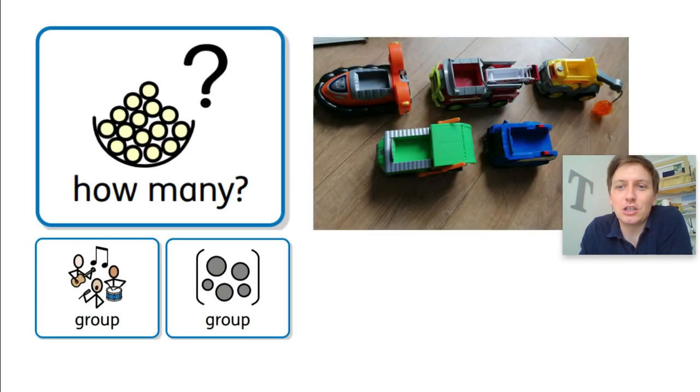How many in this picture? I wonder if you can see how many in this group. And how did you get there? How did you get your answer? Did you count them one by one? Or did you see a pattern? Did you see, I can see 3 across the top and 2 underneath? Maybe you saw it differently. Hopefully you saw that there's 5.